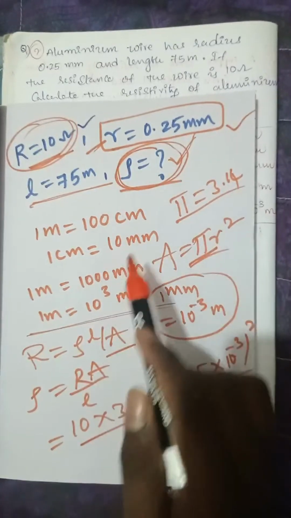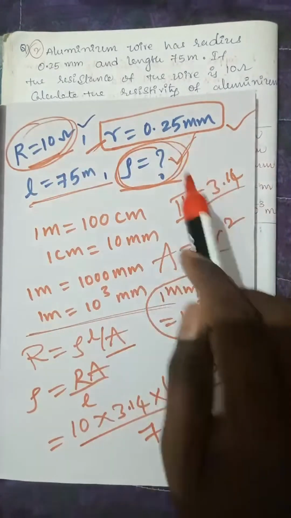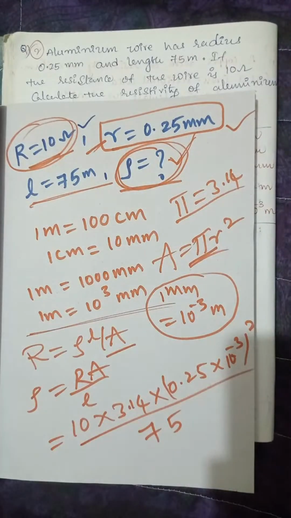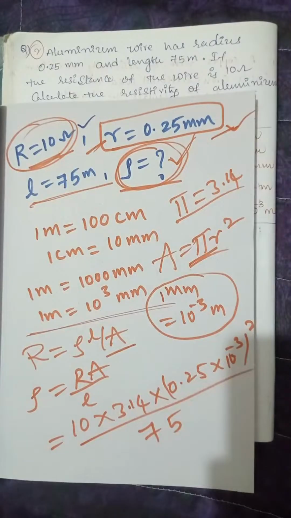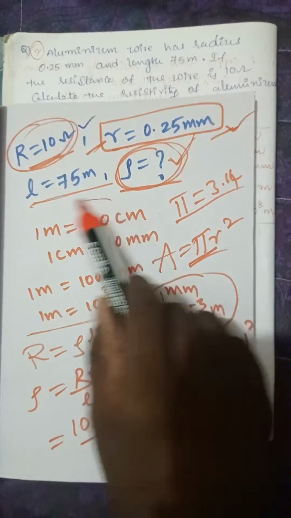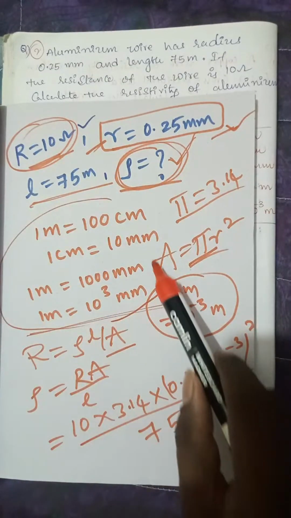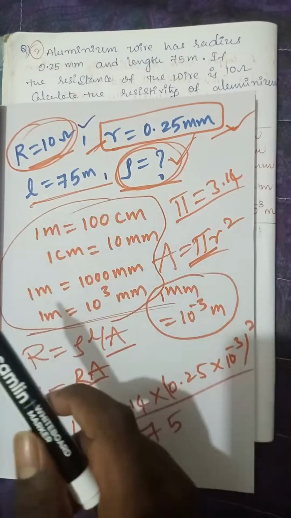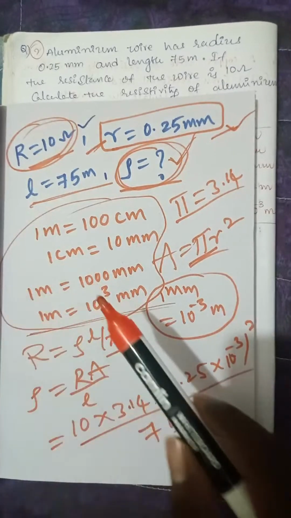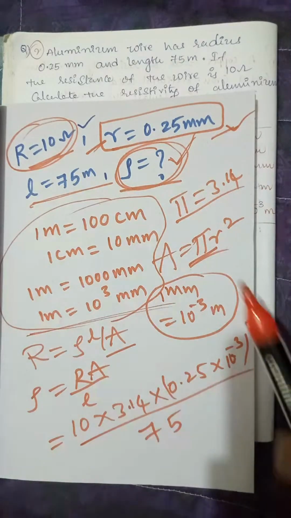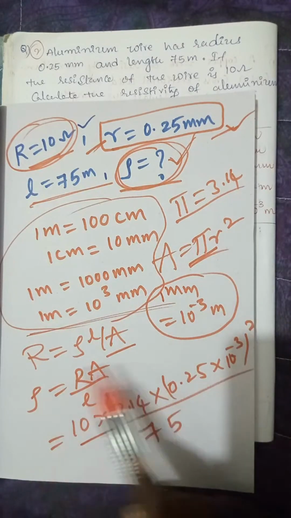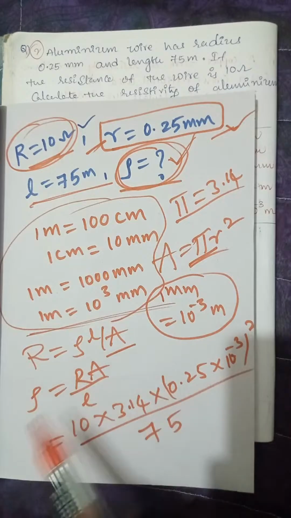For resistivity, first we have to check all the units, whether they are in the CGS system or the SI system. Here our radius is given in a different system. So convert it to meters first. This is the conversion data. Check it once, keep it in mind, and write it somewhere in your textbook. Very, very important. Use this formula, substitute these values, and you will get the answer.